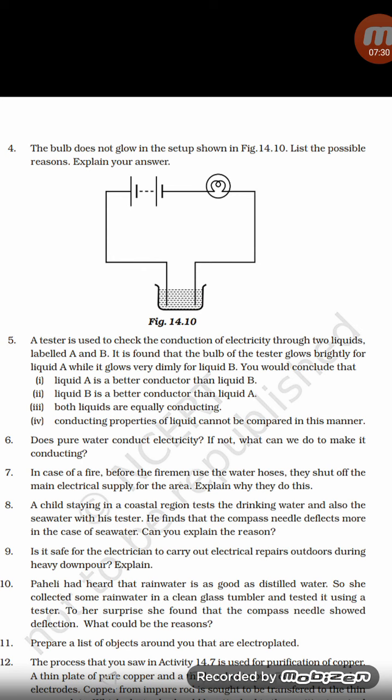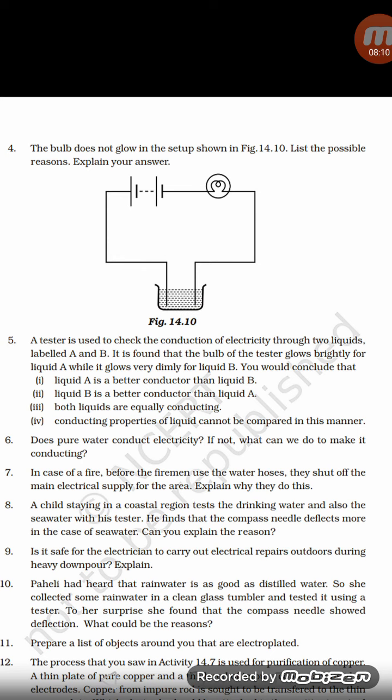In question number 12, it is given that during the purification of copper, a thin plate of pure copper and a thick rod of impure copper are used as electrodes. You have to tell which electrode is to be connected to which terminal of the battery. Always remember that the impure copper plate is attached to the positive terminal of the battery, which is called the anode, and the pure metal plate electrode is connected to the negative terminal of the battery, which is called the cathode.